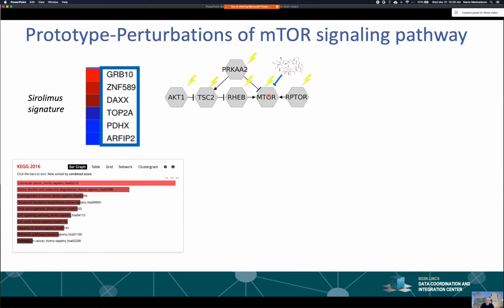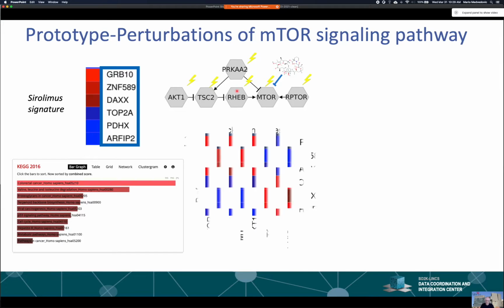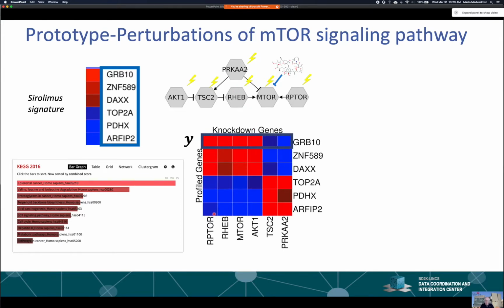So the strategy here is that now we look at genetic perturbations, or genetic loss-of-function signatures, for each of the genes in this pathway. So for each of these perturbations, we get the signature. We knock down a gene, and now the columns are the signatures for each of the knockdowns. And we can do that on a large scale. In LINCS, this is done for about 5,000 genes.